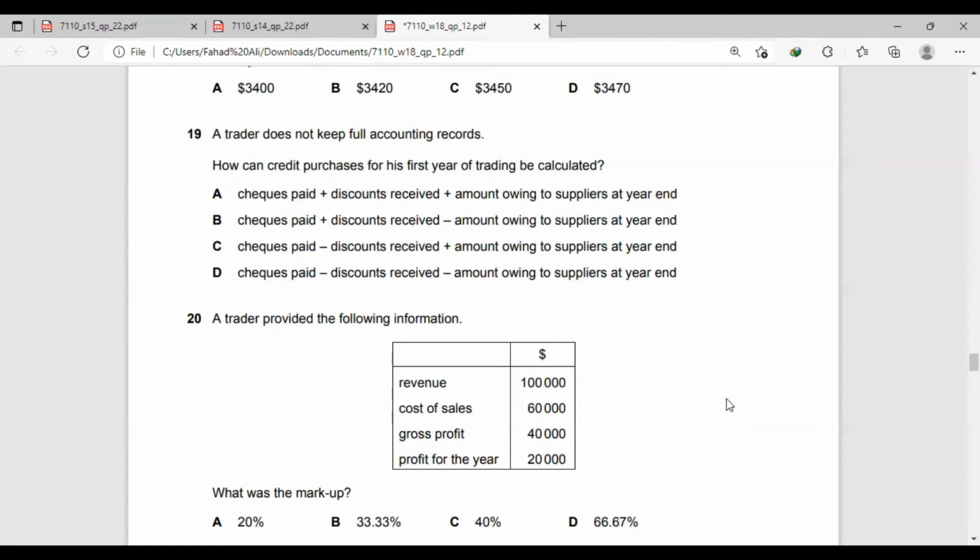Right. But we will not deduct that. Why? Because he's saying the trader does not keep full accounting records. The second sentence is saying how can credit purchases for his first year be calculated? For the first year, there will not be any balance b/d. There will not be any balance at the start of the T account. Okay, so that's why the balance at the start is not deducted, because there was no balance as such. Right. If you get this MCQ, the correct option is A. Okay, correct. So we'll move forward to the 20th.